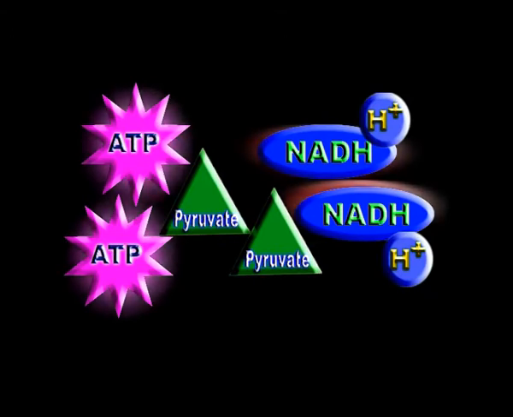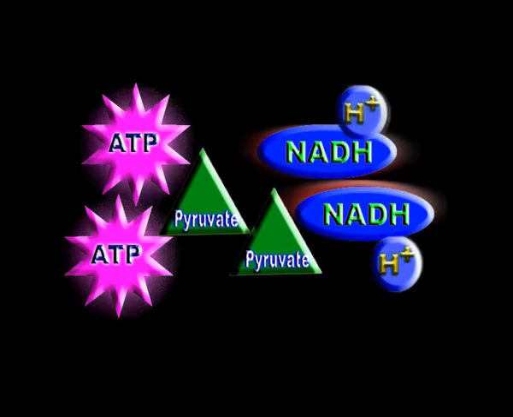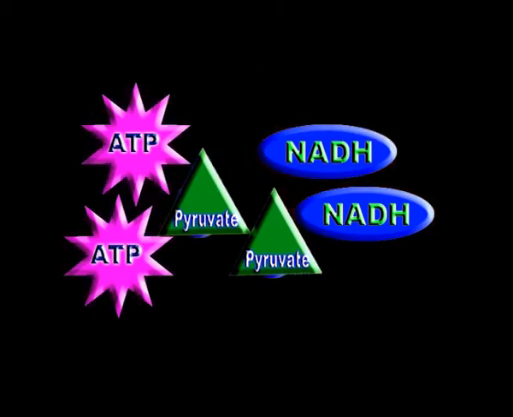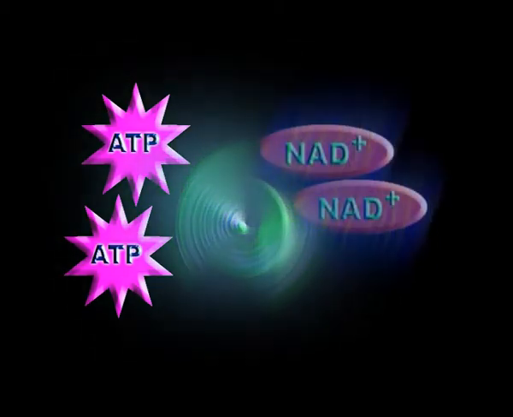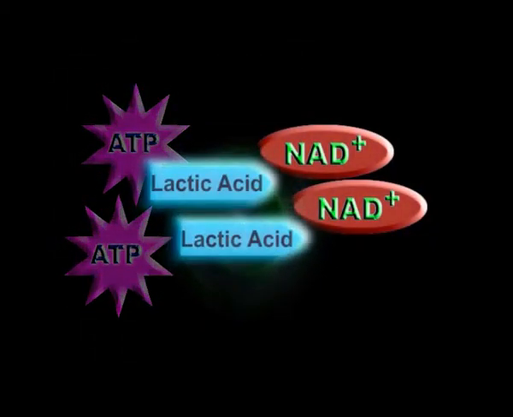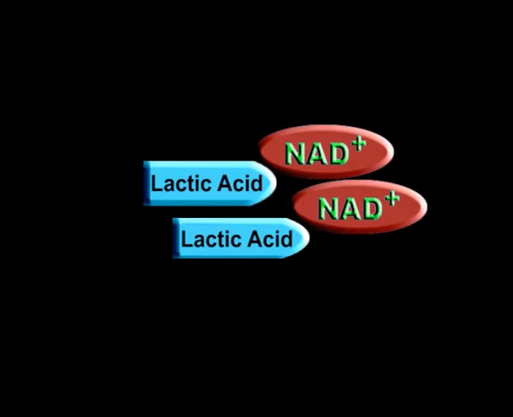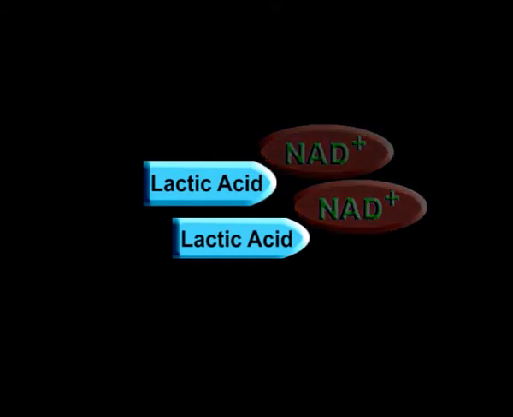In lactic acid fermentation, the pyruvic acid produced in glycolysis is directly reduced by NADH to form lactic acid. No carbon dioxide is produced. One molecule of glucose is ultimately converted to 2 molecules of lactic acid.